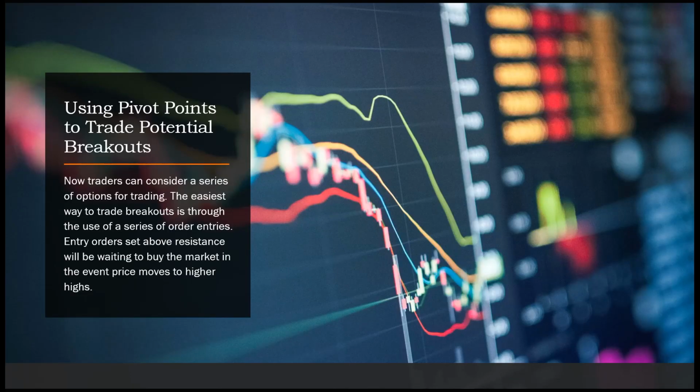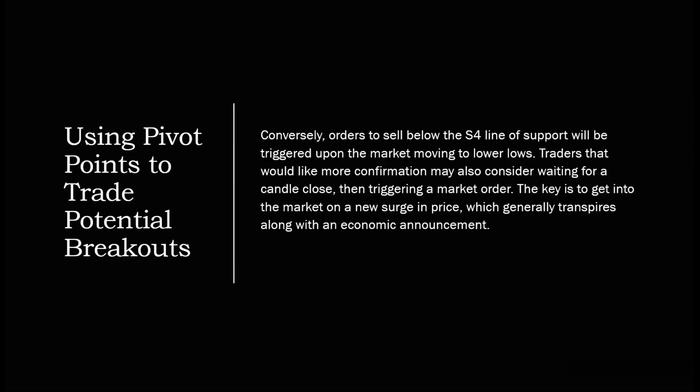Now, traders can consider a series of options for trading. The easiest way to trade a breakout is through the use of a series of order entries. Entry orders set above resistance will be waiting to buy the market in the event the price moves higher. Conversely, sell orders will be waiting for it to break below the S4.